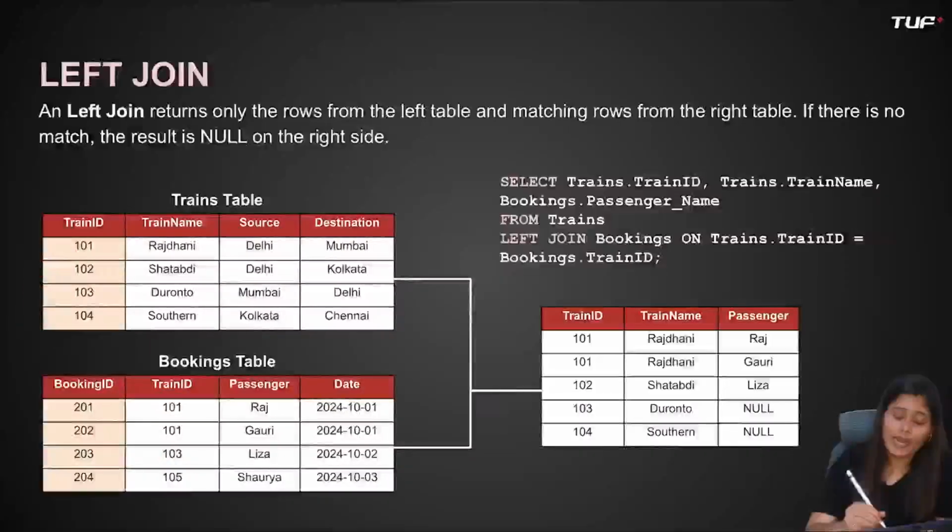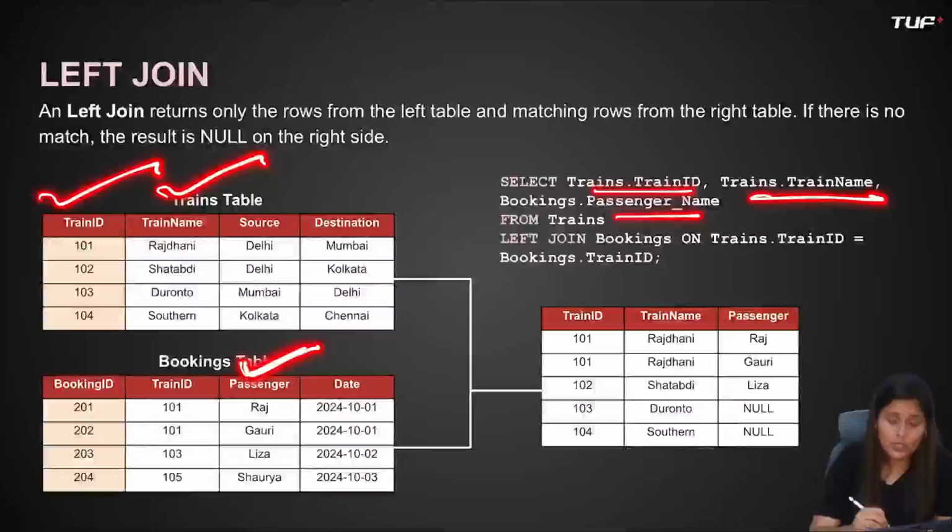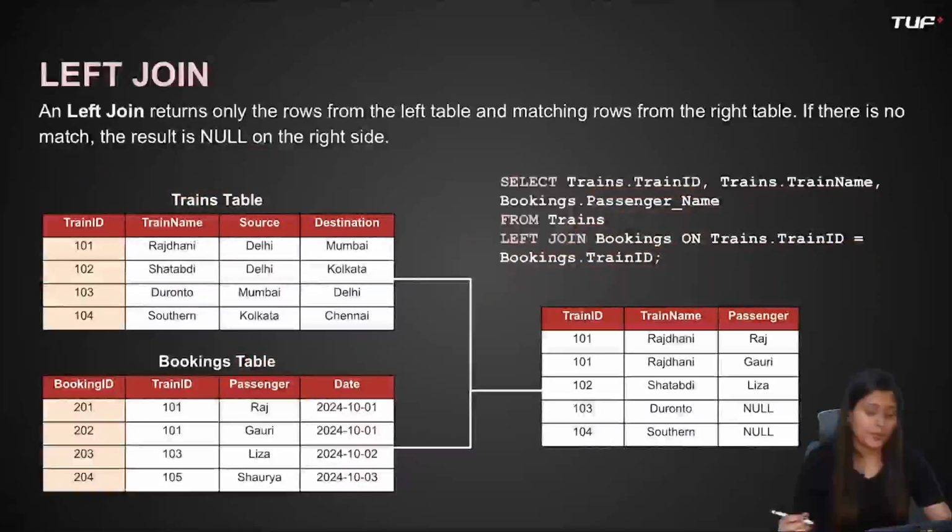So here we will be writing the query like select trains.train ID, trains.train name, and bookings.passenger name. So we want these 3 attributes to be selected for the final resultant table. We are applying the left join on 2 tables, trains and bookings. On, what was the condition for join? Trains.train ID should be equal to bookings.train ID. So again the same condition, the only change is that instead of inner join we'll be writing left join.